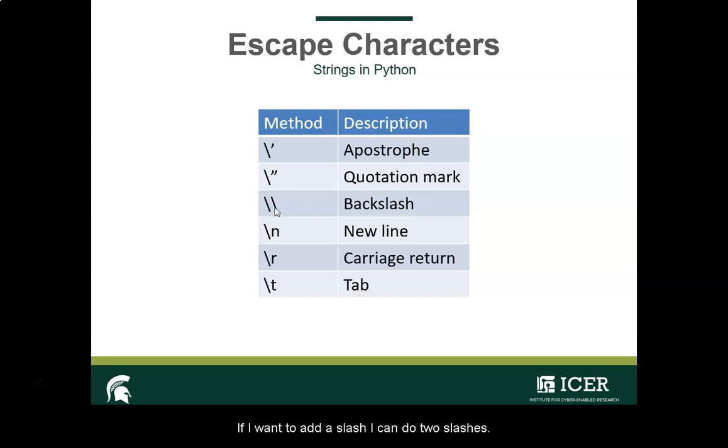If I want to add a slash, I can do two slashes. What's handy are new line, carriage returns, and tabs. So keep these in mind when we start working with files of different types. This is why you frequently hear me harp about using tab delimited files.